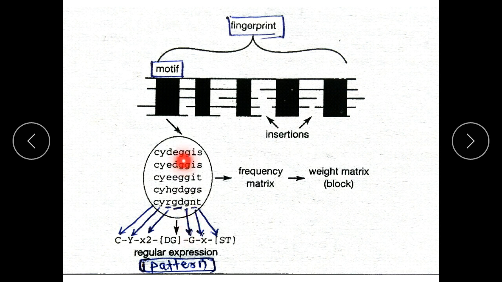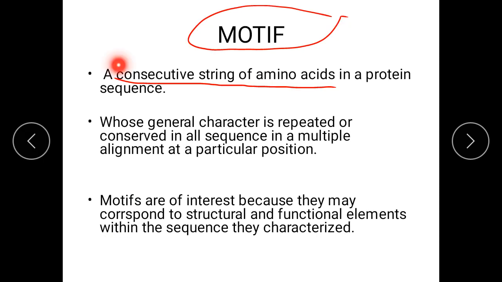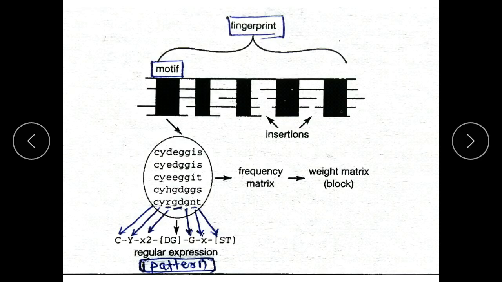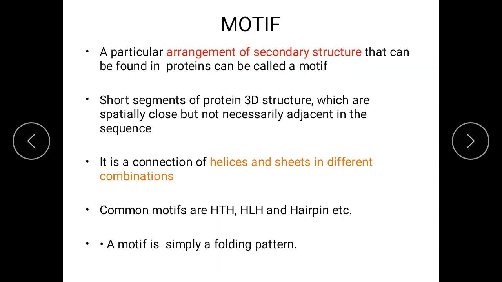Again, this is a G, and X means any amino acid at this position, again S or T. So this is a regular expression; one can also call it a pattern, and a specific pattern within all sequences is called a motif. So a consecutive string of amino acids in a protein whose general character is repeated or conserved in all sequences is called a motif. So this is all about motif. Regarding pattern, you will learn in the upcoming slide. Fingerprint is also there; we will learn it in the next slide.